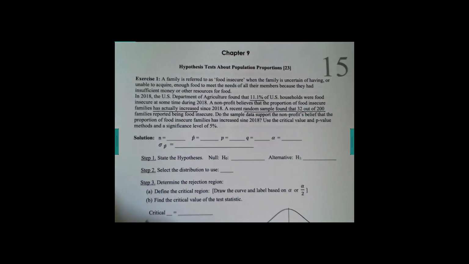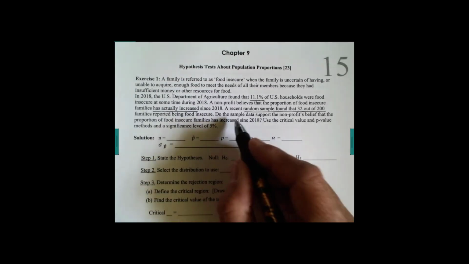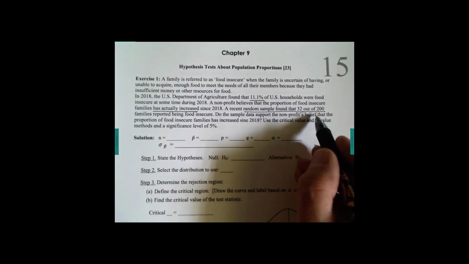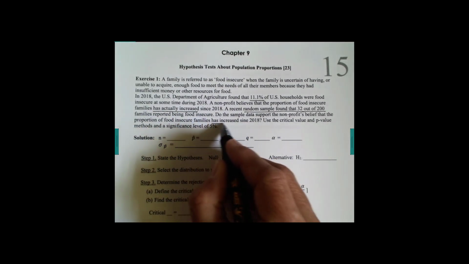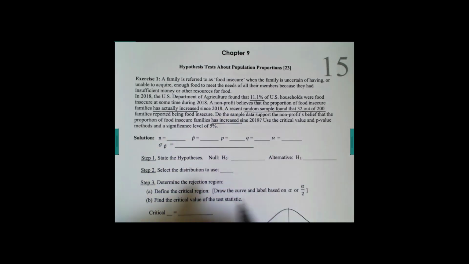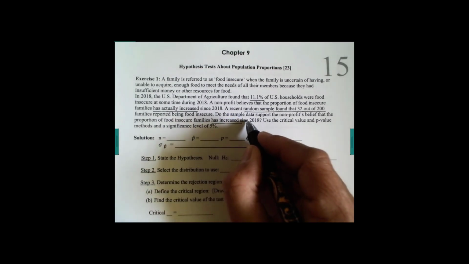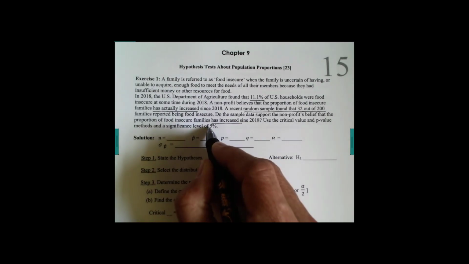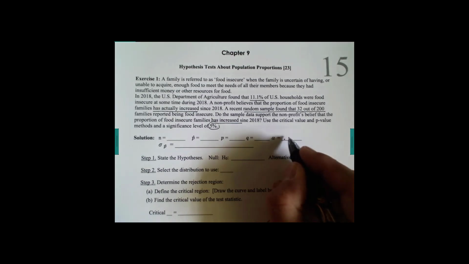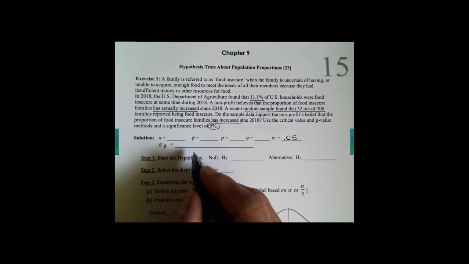found that 32 out of 200, all of this is pointing to proportion data, right? 32 out of 200 families reporting being food insecure. Now, does the sample data support the nonprofit's belief that the proportion of food insecure families has increased? They want to say it has increased since 2018. Use the critical value and p-value methods and a significance level of 5%. So we're going to say alpha 0.05.